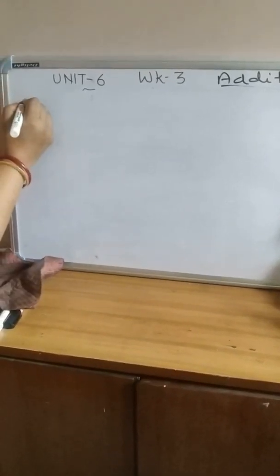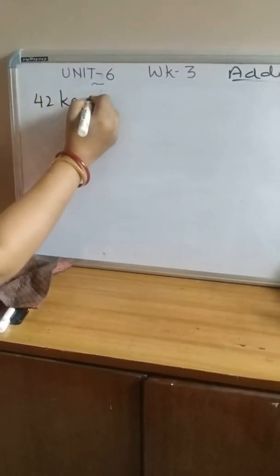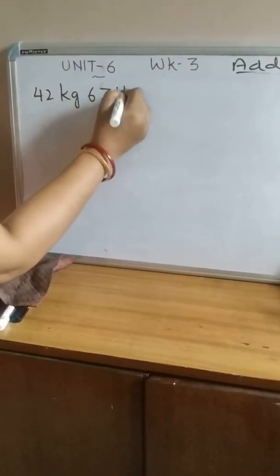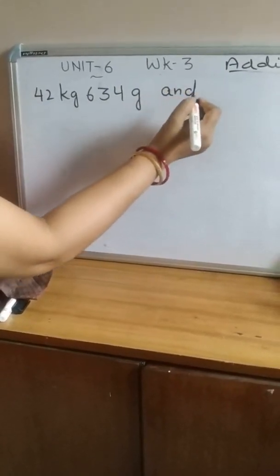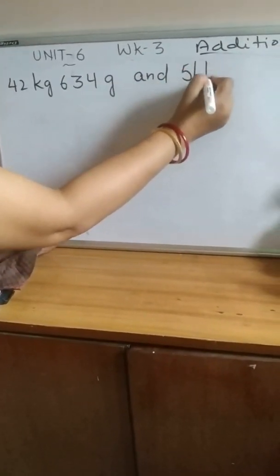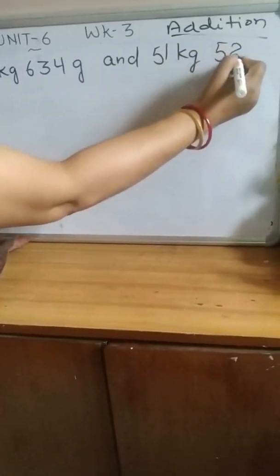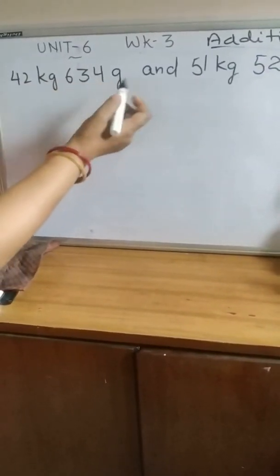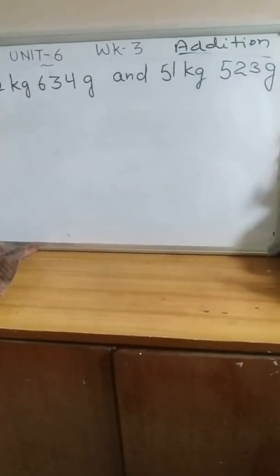Add 42 kilogram 634 grams and 51 kilogram 523 grams. Correct? 42 kilogram 634 gram and 51 kilogram 523 gram. You have to do addition.